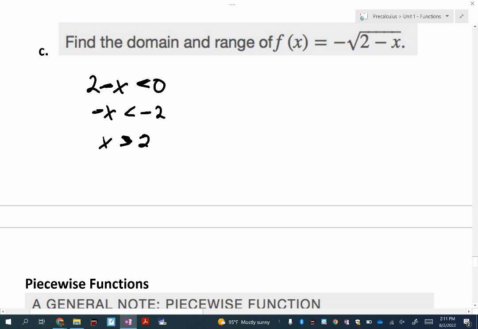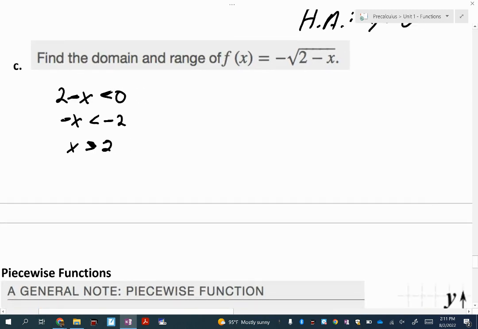So I'm worried that if I have any values greater than 2, then it's going to be an issue, right? If I plug in 3, 2 minus 3 is a negative 1. I can't take the square root of a negative 1. So for my domain, I'll show you graphically here in a moment, my domain is going to be negative infinity to 2. And I'm going to include 2 because 2 minus 2 is 0, and I can take the square root of that. All right, for the range, let's get that by the graph, and I'll confirm the domain with this graph as well.